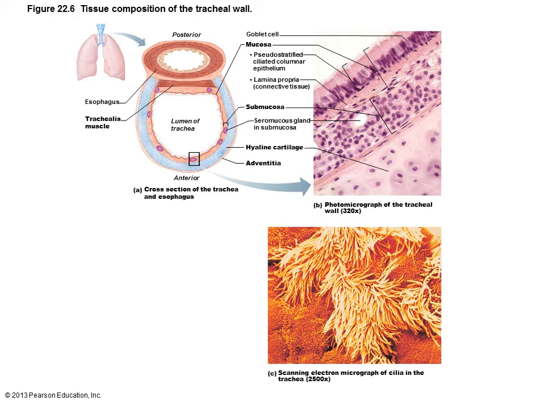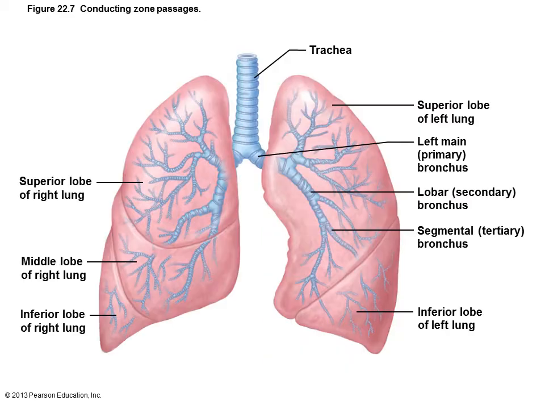Adventitia is an outermost layer made of connective tissue and contains C-shaped rings of hyaline cartilage so that it can always open structure. Trachea has tracheal muscle which connects posterior part of cartilage rings and contracts during coughing to expel mucus, and branches into two main bronchi and finally 23 orders of branching to bronchial tree.